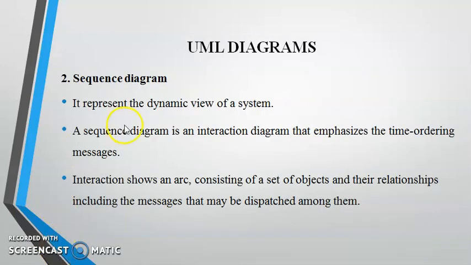Second diagram under behavioral is sequence diagram. It represents the dynamic view of a system. Okay? And it is an interaction diagram. It emphasizes the time ordering of messages. The main thing here is time ordering of messages. Okay? Interaction means it shows an arc, right? An arc consists of objects and the relationship, including the messages dispatched over there.